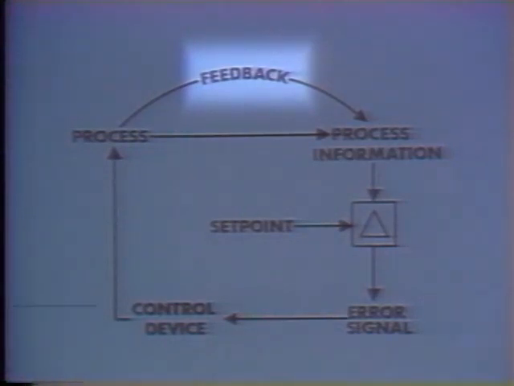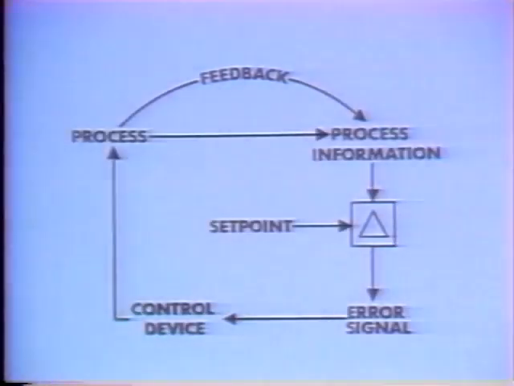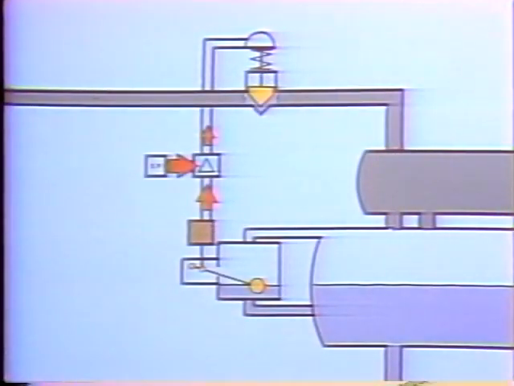Feedback is really nothing more than a way of letting the control system know that what is supposed to happen is happening. Without feedback, the control system wouldn't have any way of knowing how it is affecting the system it's controlling. In a simple control system, like we've been talking about, the process information may also serve as feedback.